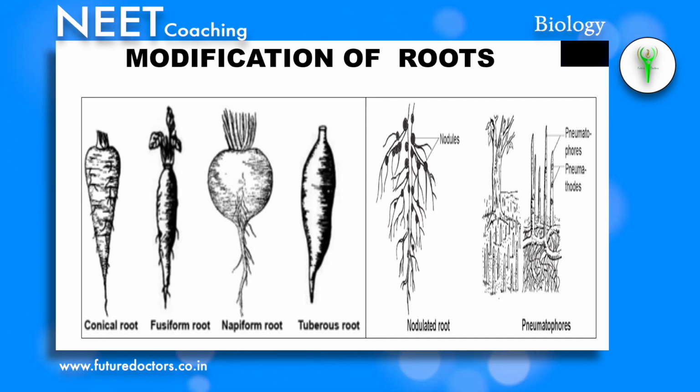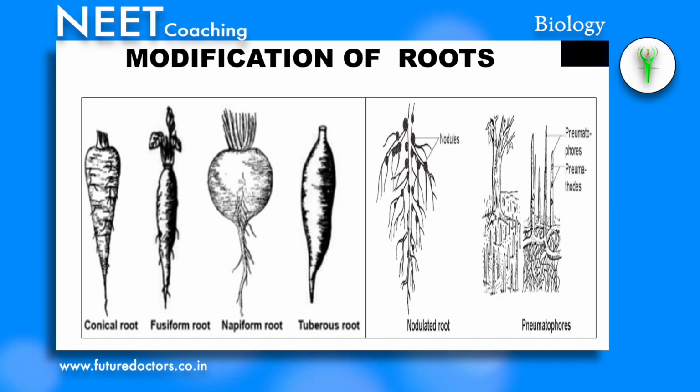Conical roots. These are fleshy taproots that resemble a cone. Example, carrot. Fusiform roots. The primary root is spindle shaped. It is swollen in the middle and gradually tapers at both the ends. Example, radish. And the other is napiform roots. The primary root is almost spherical at the base and tapers at the lower end.